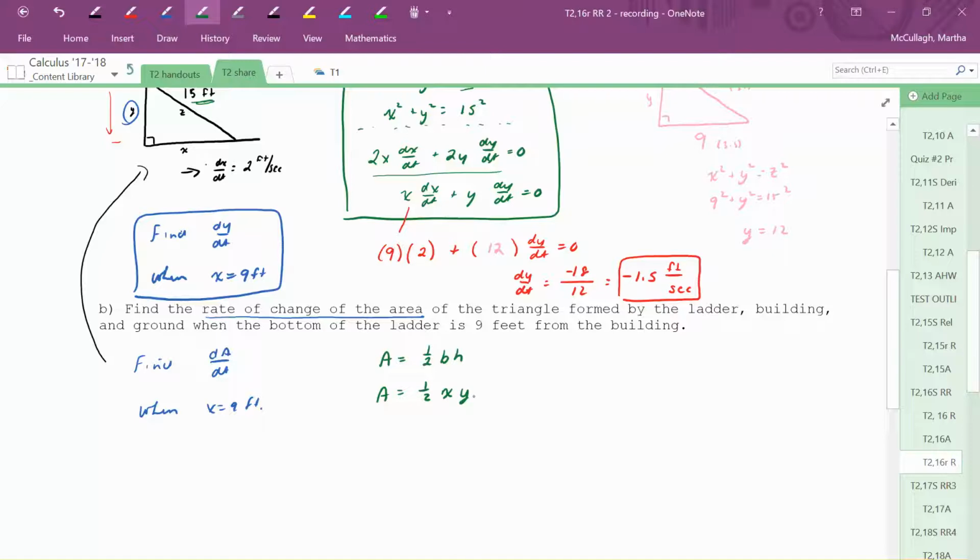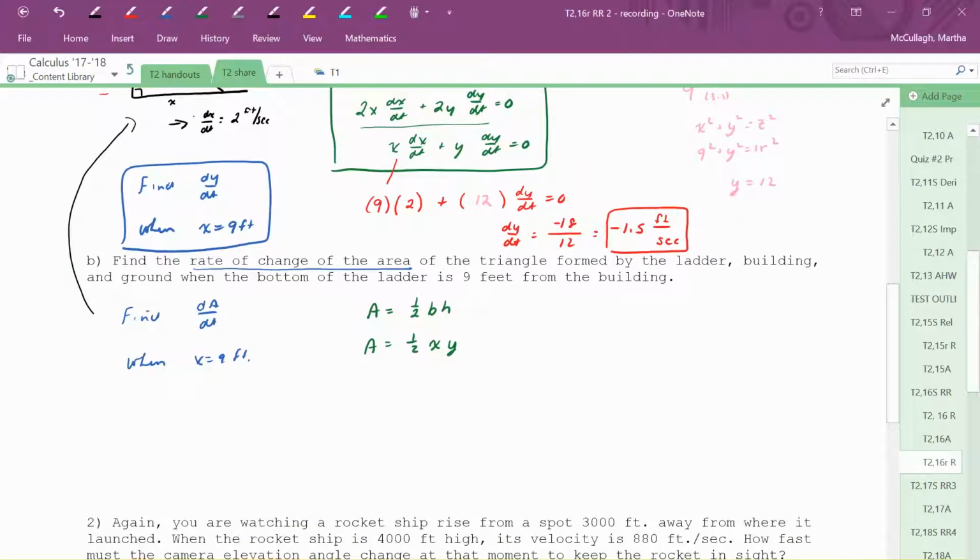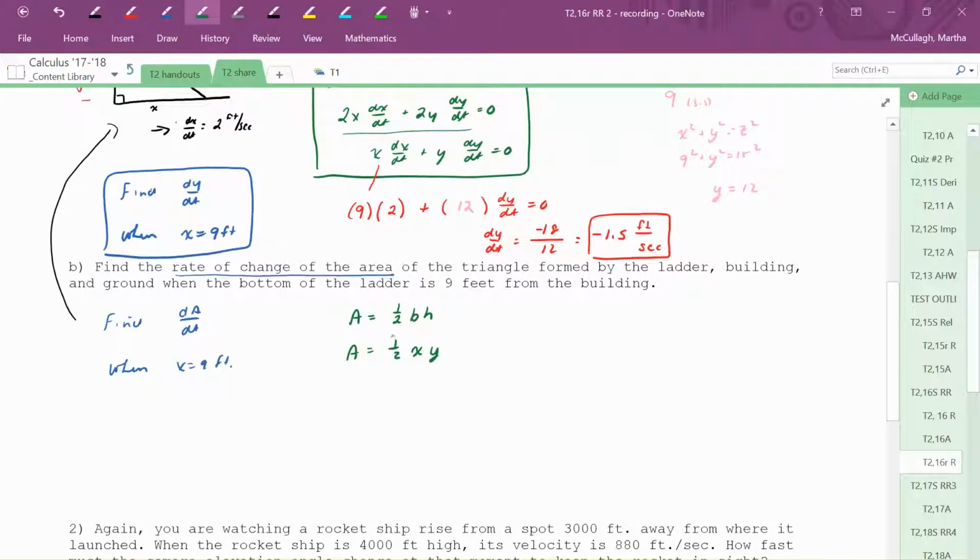So from there, we're going to need to take a derivative. You can multiply each side by 2 if you really don't like fractions, but I don't think there's any reason to do that. We'll be okay with that. We see that we have a product rule that we have to do. So our dA dt is equal to our first times the derivative of the second, plus the second times the derivative of the first, 1/2 dx dt.